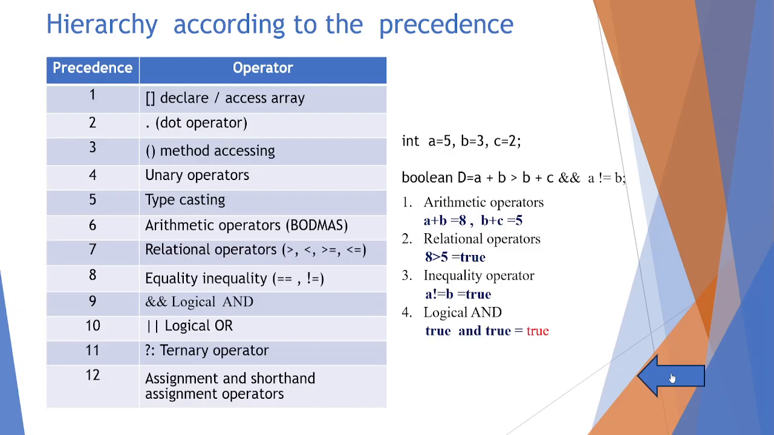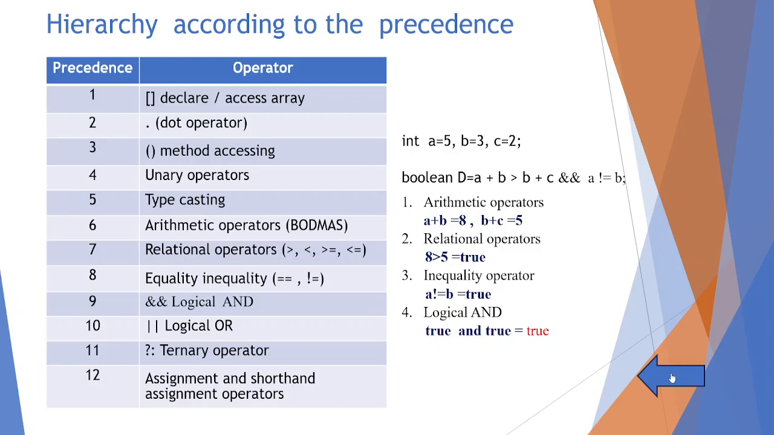So there are two arithmetic operators, a plus b, b plus c. A plus b, a is 5, b is 3, so 5 plus 3 is 8. B plus c is 5. So we got numeric values after arithmetic operators, intermediate values. Now the relational operator on a plus b greater than b plus c. A plus b is 8, b plus c is 5. Is 8 greater than 5? Always relational operators return true or false. Recall that video. So 8 greater than 5, true. Then the inequality operator we have seen from the list. A not equal to b.